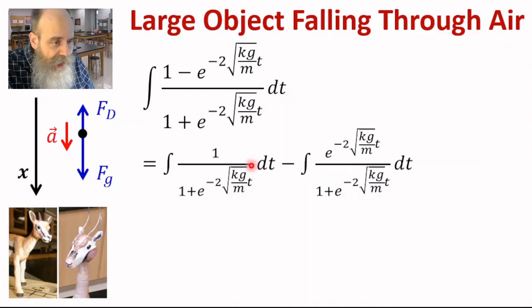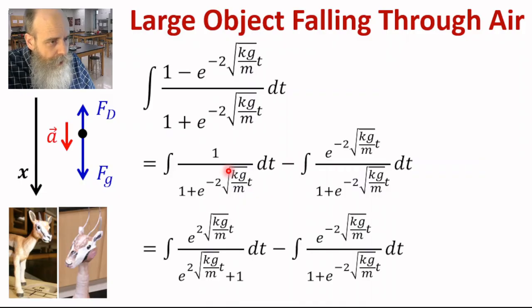This one, we need to put it into this form. To do that, we multiply by e to the 2 square root kg over m times t. This is what we get. So we multiply through by this. So this is what we get in the numerator. Denominator becomes this. E to the 2 square root kg over m times t plus 1. So this now is in a form where we could do a u substitution. If u equals what's in the denominator, then du would be proportional to what's in the numerator. And this would again be integral of du over u, which is ln u. So now these integrals can be solved.